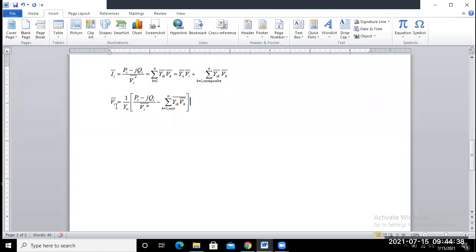So we can represent VI equal to 1 by YII, times PI minus JQI divided by the complex conjugate of VI, minus the summation of k equal to 1, not equal to I, to n, YIK VK. Okay, this parameter you can find for the rth iteration. So we stop here, and in the next class we will discuss other things.